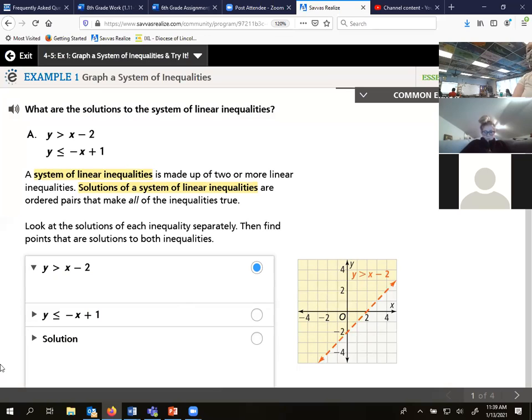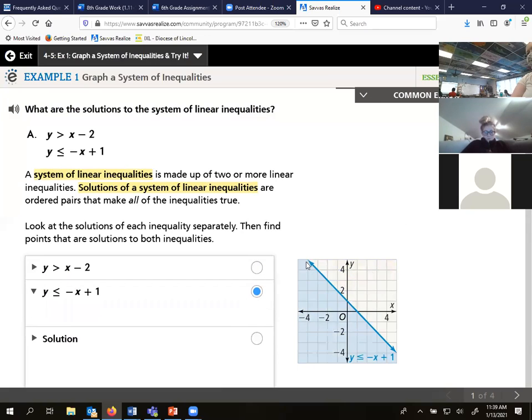Okay, for our second line, y is less than or equal to negative x plus 1. Is that line going to be solid or dashed? Solid. And are you going to shade above or below? Below. Okay, here's my line. All the y's are less than down here, so they shaded below. And then the solution is going to be where those two shadings overlap.